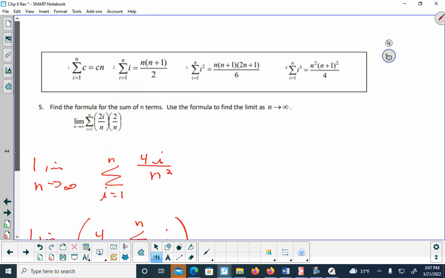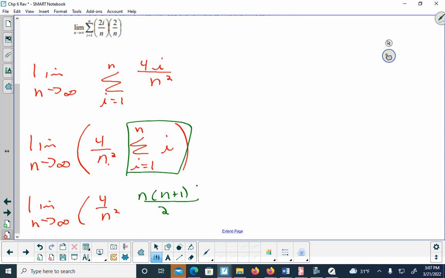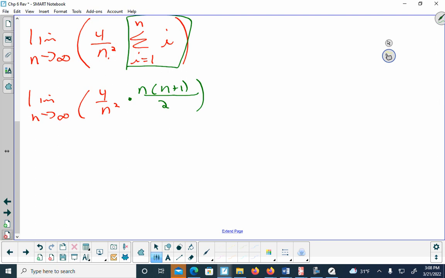And now what I'm going to do is use that pattern for i, which is this guy right here. So I am going to take the limit as n approaches infinity of 4 over n squared, that's on here. And then in place of this, I'm writing the formula, which is n times m. Then I'm taking the limit as n approaches infinity, distributing the 2, this will be 2n over n plus 2 over n.